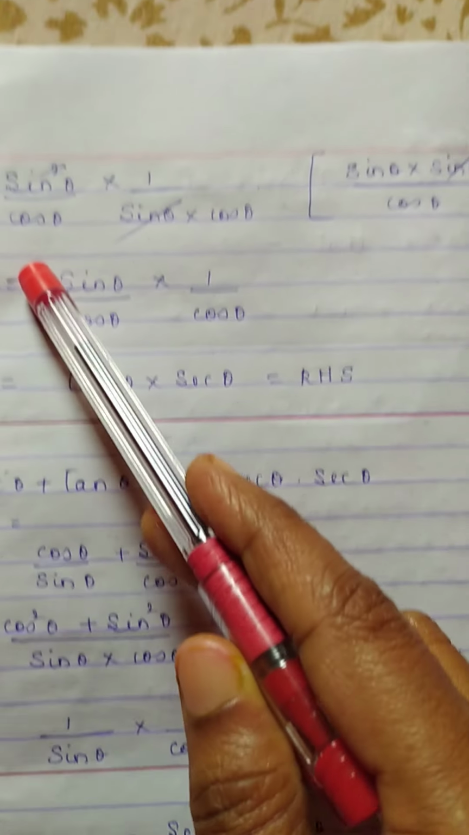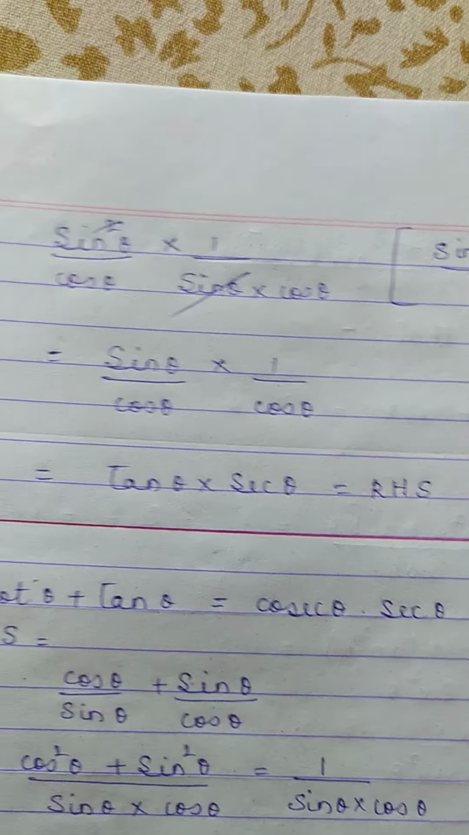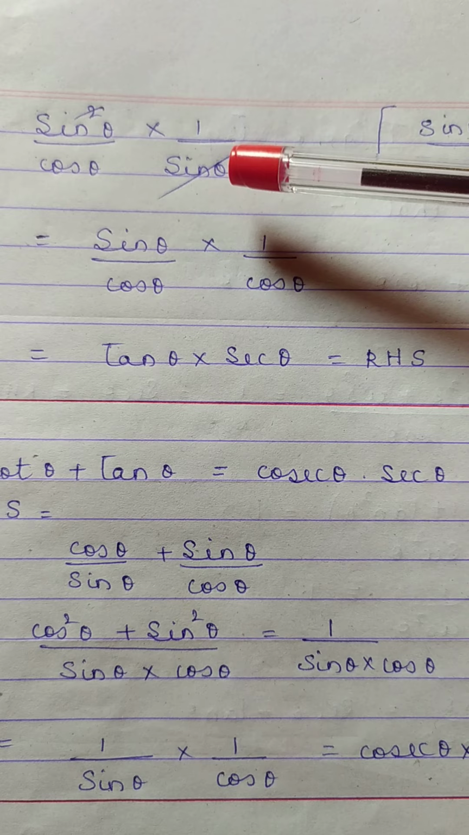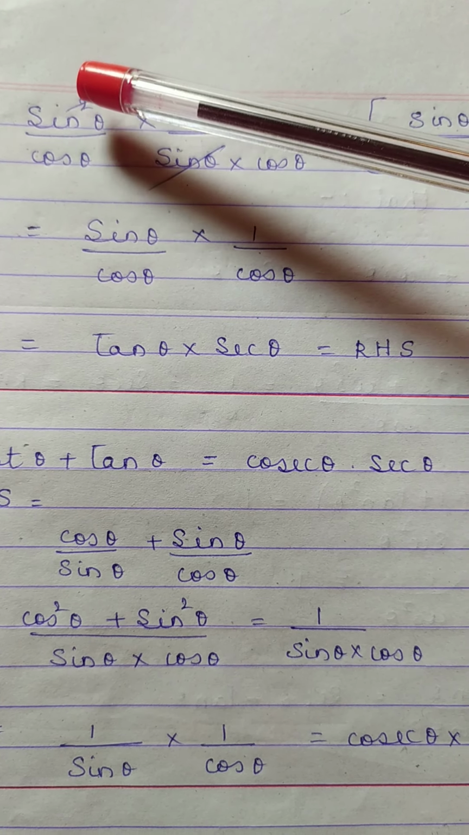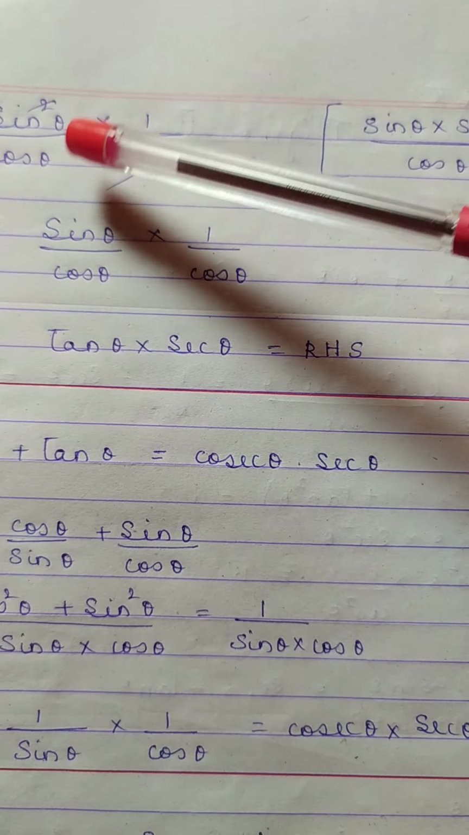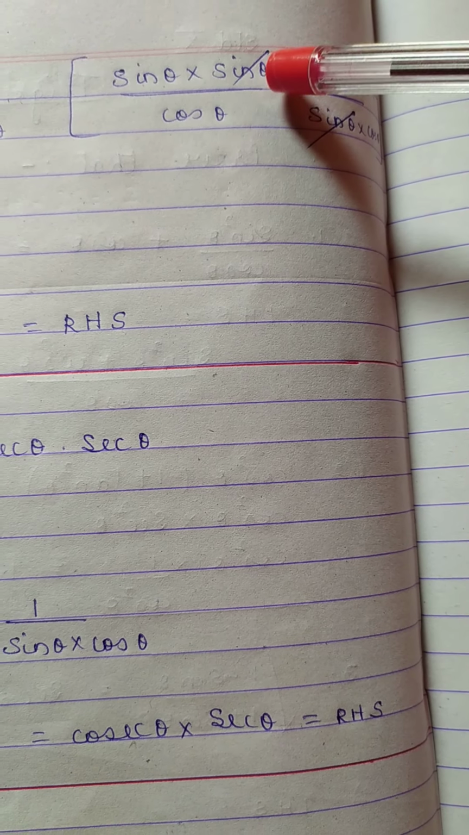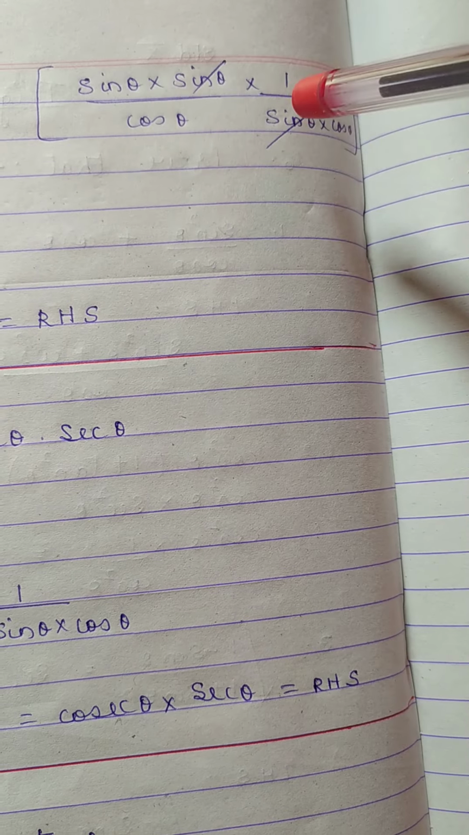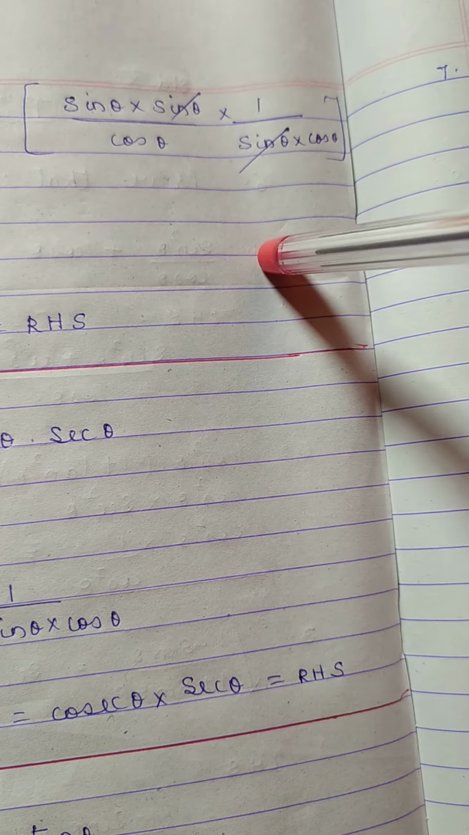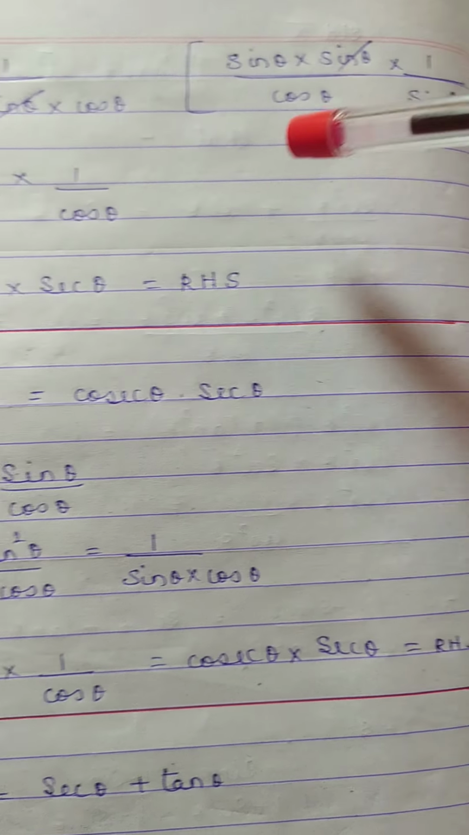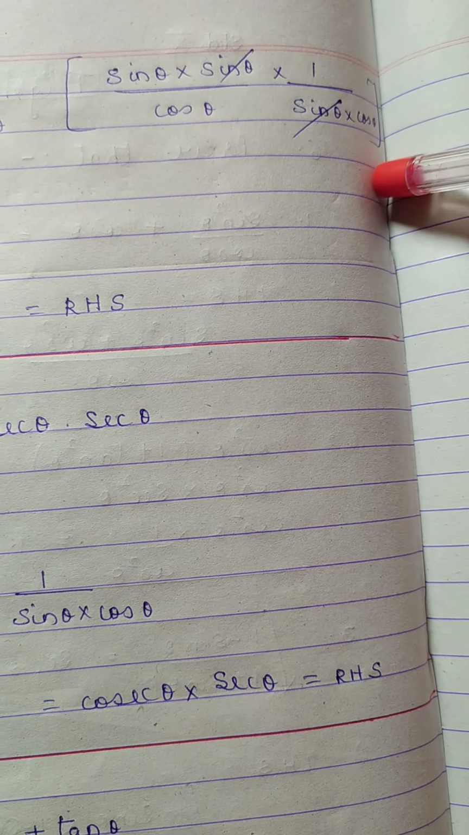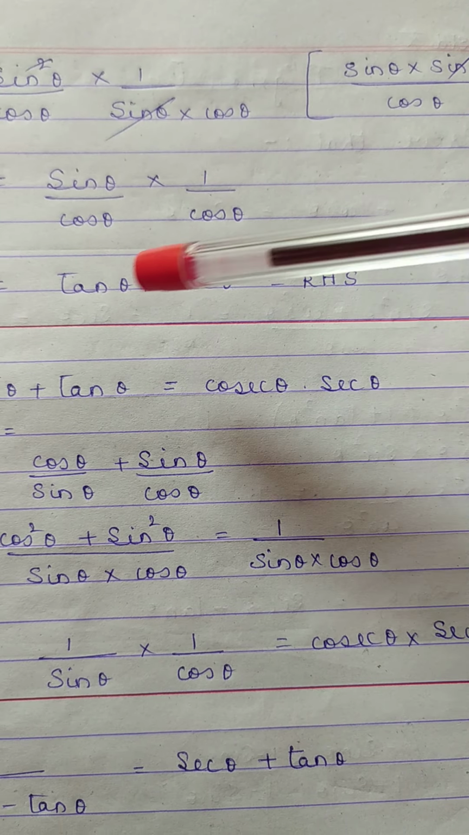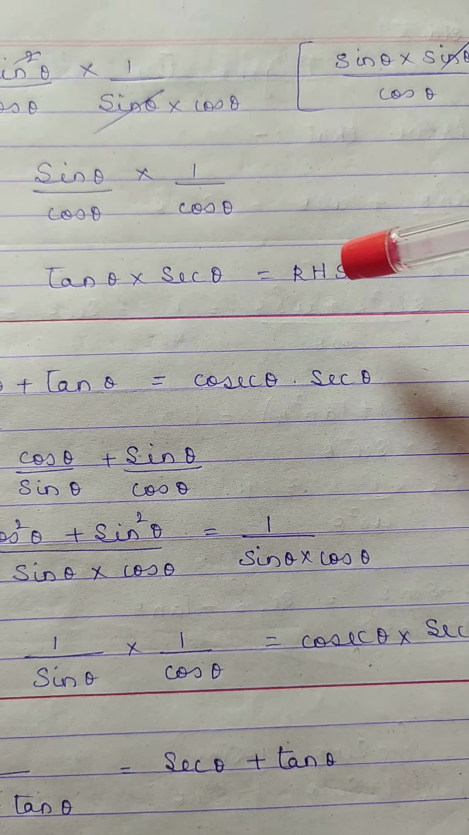So you get this is your next equation, sin square theta upon cos theta into 1 upon sin theta cos theta. Now sin theta and 1 sin theta will get cancelled. See, when I say sin square theta, it means sin theta into sin theta upon cos theta into 1 by sin theta cos theta. 1 sin gets cancelled here. So you get sin theta upon cos theta, which is here, into 1 by cos theta. Sin by cos is tan, 1 by cos is sec. So my answer is tan theta into sec theta, which is the RHS.